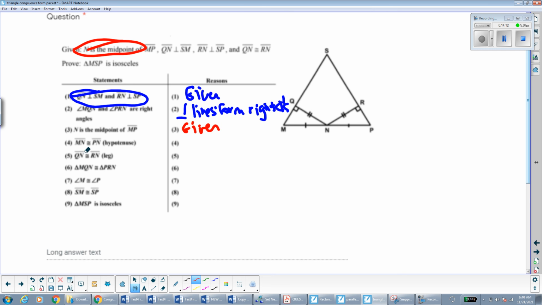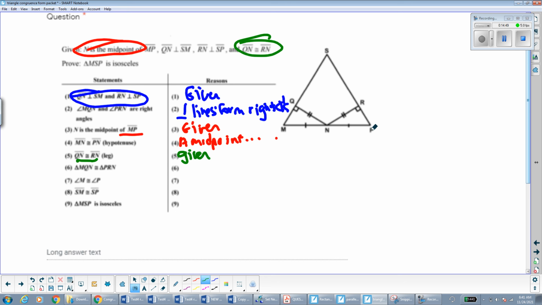How did I know that MN was congruent to PN? Well, we know that N is the midpoint of MP. So MP is being split into two equal parts. And those two equal parts are MN and NP. So we know this because a midpoint, I'm going to put dot, dot, dot, because we all know this by now, splits a line segment into two congruent parts, or equally in half. How do we know that QN is congruent to RN? Well, that was given to us. That's where we got that from.